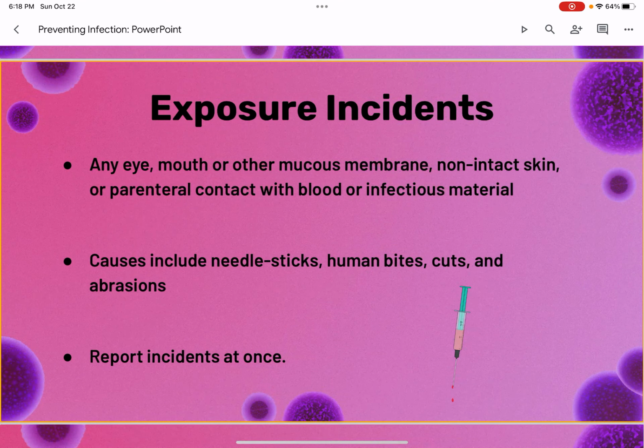An exposure incident is any eye, mouth, or other mucous membrane, non-intact skin, or parenteral contact with blood or infectious material. Causes include needle sticks, human bites, cuts, and abrasions. The CNA should report incidents at once.